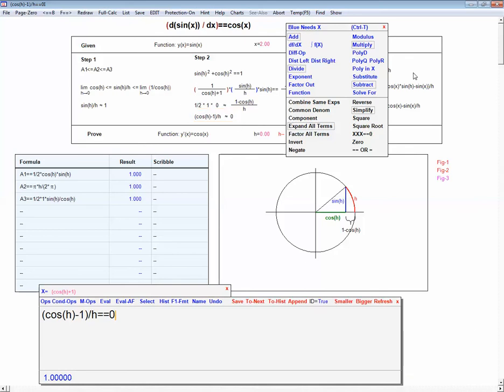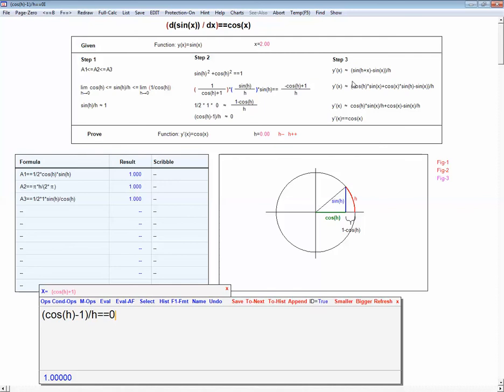All right, now final step. Step 3. This is our definition of the derivative. y prime of x is approximately equal to this formula, and as h goes to 0, it becomes an equality. So in the limit, y prime of x is equal to this formula here. So let's see what that formula works out to be in the limit.